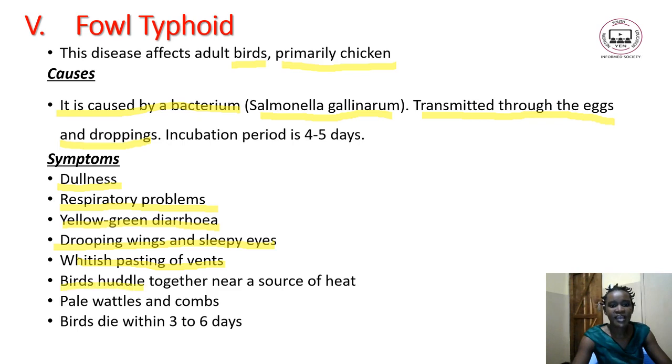And the birds are huddled together near a source of heat. In short, fever can also be one of the signs. Pale wattles and combs can be another symptom as well. And most times the birds may die within 3 to 6 days. Once they have caught the disease, within 3 to 6 days, if they are not treated, they may die.